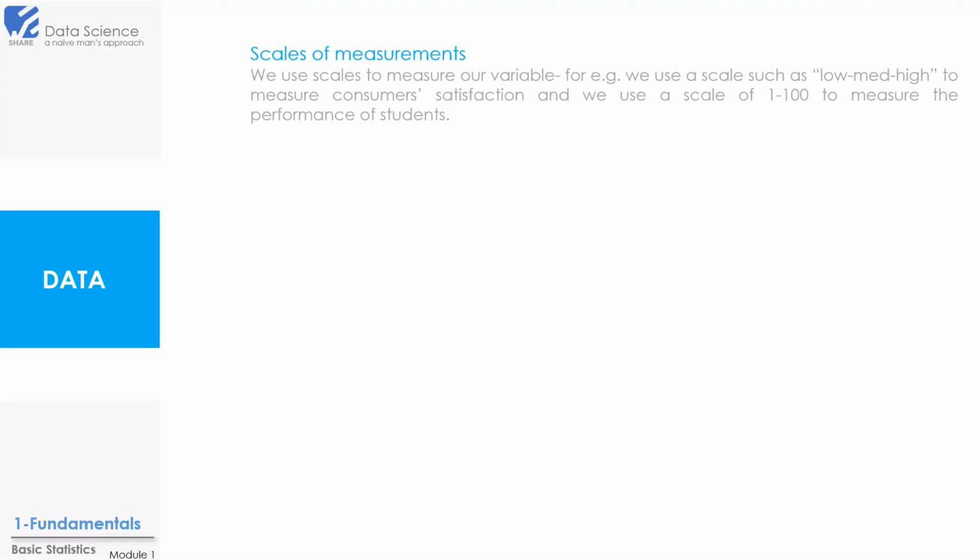Basically, we use scales to measure our variable. For example, we use a scale such as low, medium, high to measure consumer satisfaction. Or we use a scale of 1 to 100 to measure the performance of students.